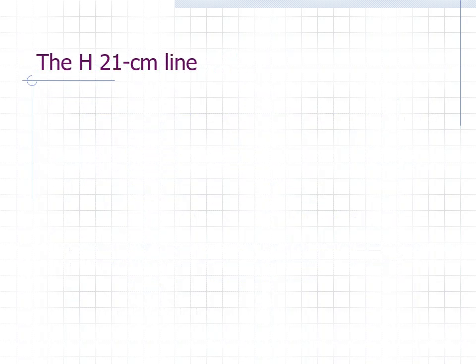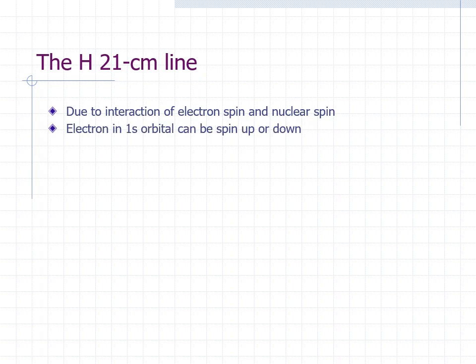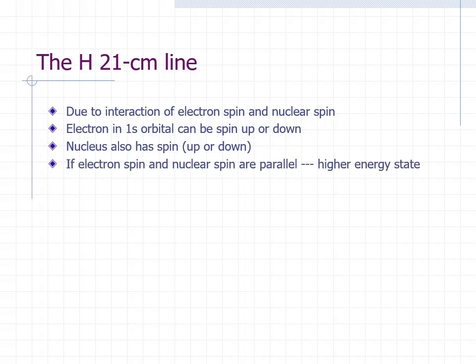Let's conclude with an important example of spin interactions, the hydrogen 21 centimeter line. This phenomenon arises from the interaction between the electron spin and the nuclear spin in a hydrogen atom. In the ground state, the electron is in the 1s orbital, and as we know, its spin could be either up or down. The nucleus, in this case a proton, also has spin, which can likewise be oriented up or down. This gives rise to two possible configurations.